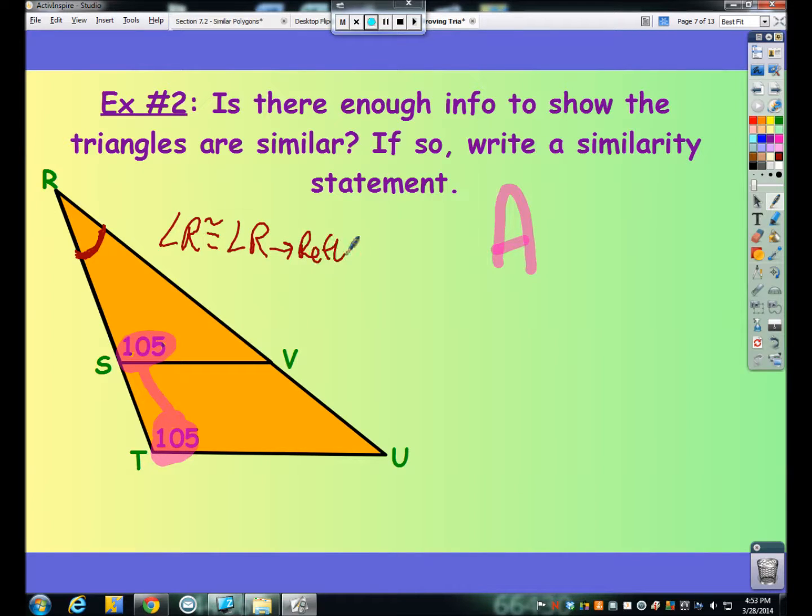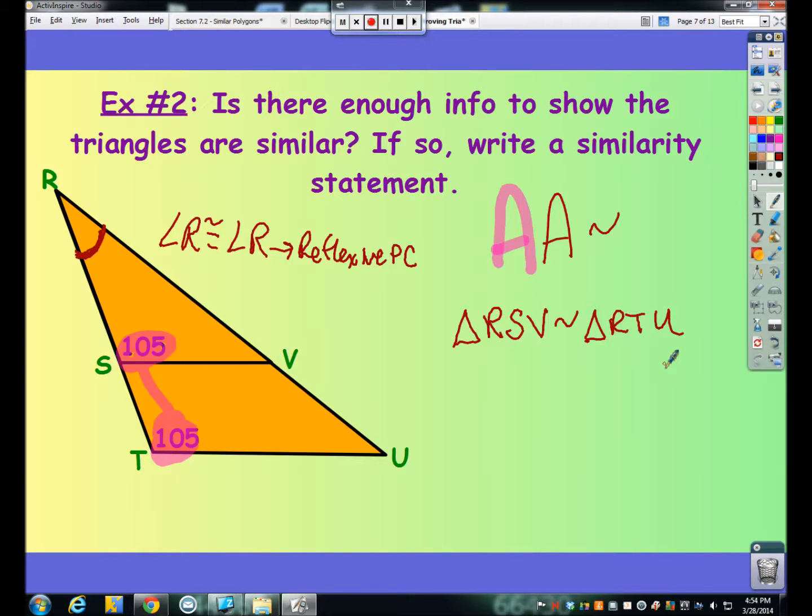Well, that would be the reflexive property. We've never really used the reflexive property with angles. We've always used it with sides. So here's where you might run into the reflexive property with angles. Okay, so now we do have our second A. So yes, these triangles are similar by angle-angle, and the similarity statement would be, let's say I went RSV, and the other one would have to go RTU.